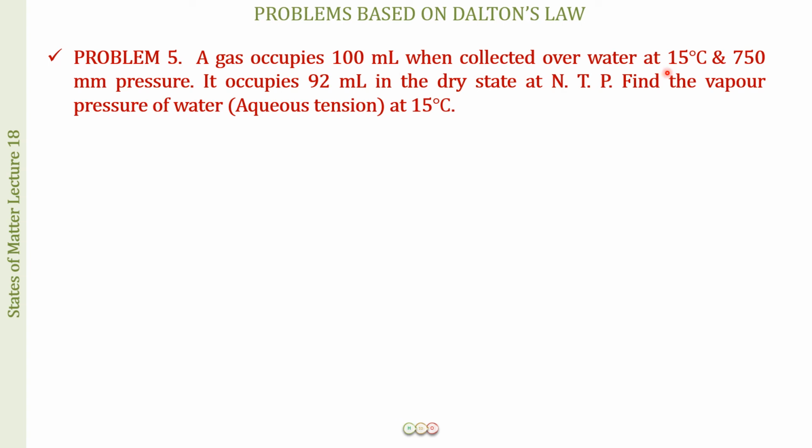collected over water at 15 degrees Celsius and 750 mm pressure. It occupies 92 ml in the dry state at NTP. Find the vapor pressure of water, or the aqueous tension, at 15 degrees Celsius. So aqueous tension is the vapor pressure of water.